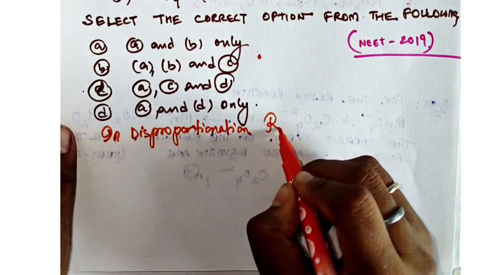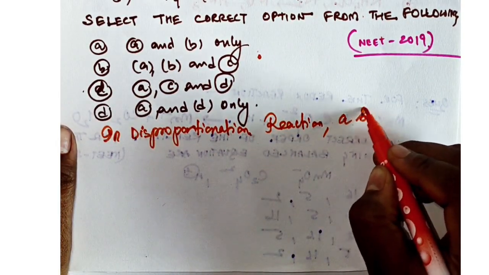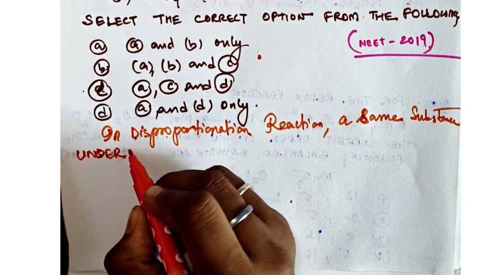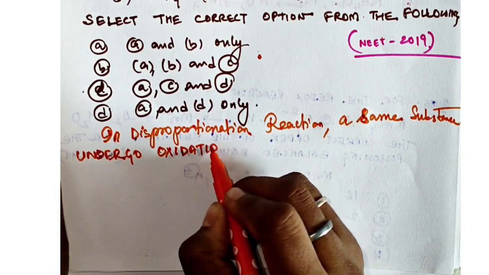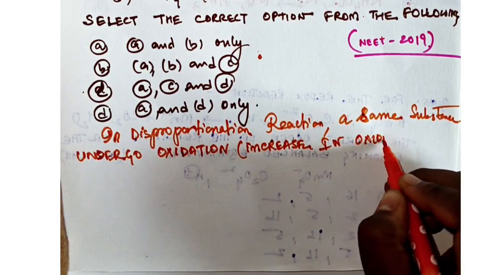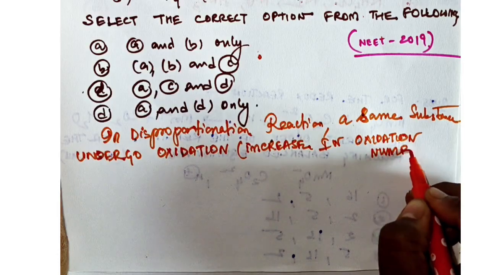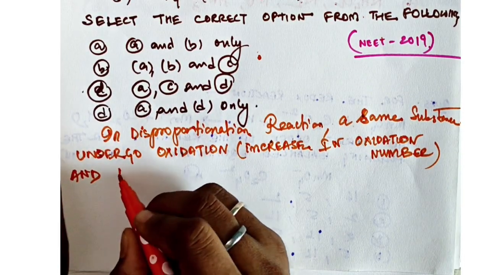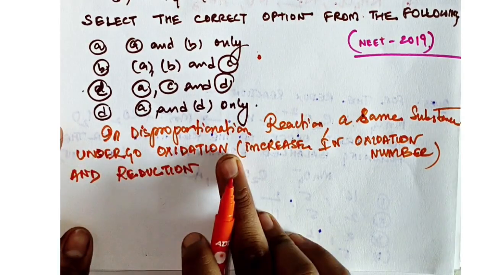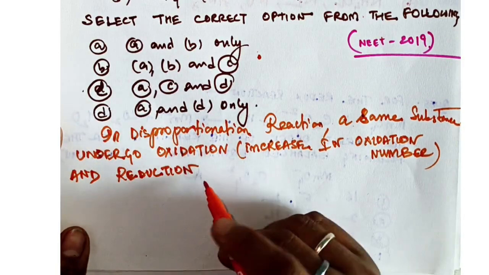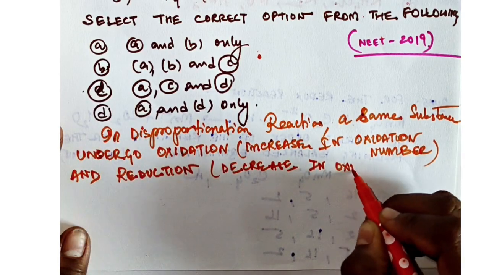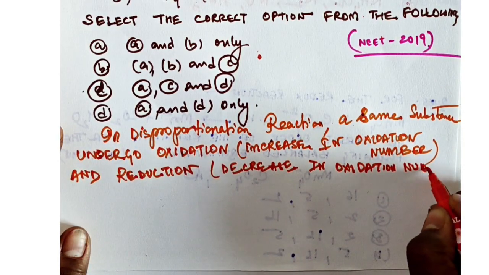In a disproportionation reaction, the same substance undergoes oxidation, that is an increase in oxidation number, and reduction at the same time. That means in a disproportionation reaction, the same substance will undergo oxidation, that is an increase in the oxidation number, and it will undergo reduction also at the same time. Reduction is a decrease in oxidation number.